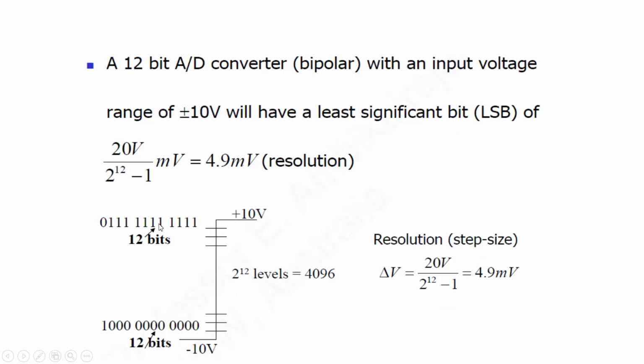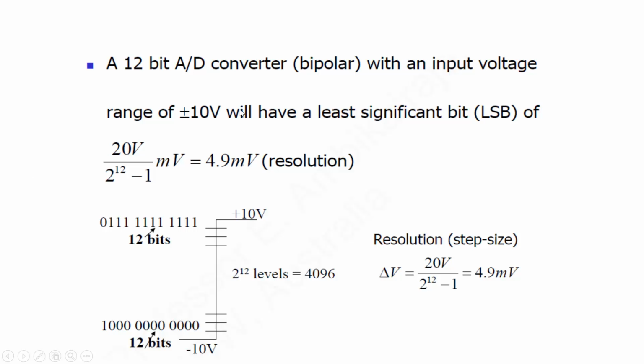Now, I have taken an example here. Let's look at this example to understand the process completely. Let's say I'm considering a 12-bit A to D converter. What is 12-bit here? This is capital B basically. It's a bipolar A to D converter with an input voltage range of plus minus 10 volts. Now the range of the A to D converter is from minus 10 volt to plus 10 volt. That means the peak to peak range is 20 volts.